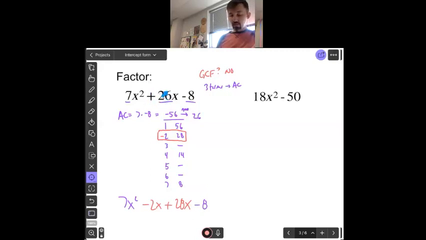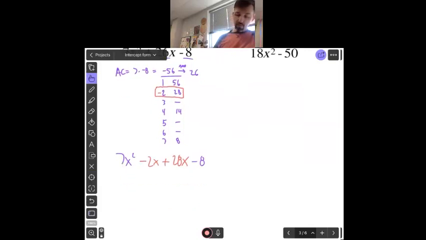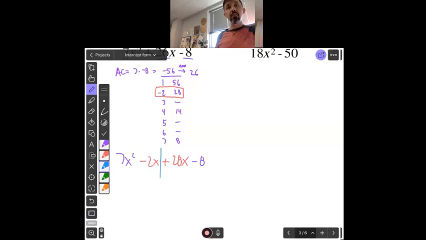All right, negative 2 plus 28 is 26. Right? These two things are equal. So now we have 4 terms. What do we do with 4 terms? We go to grouping. The AC method is all about how to take a 3-term problem and turn it into a 4-term problem.